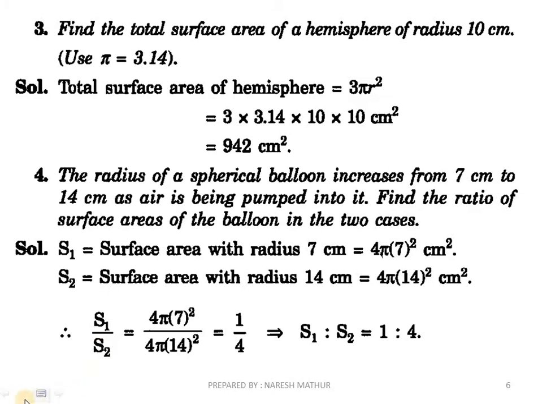So the areas will be 4 pi r square. So we just need to put the values in the formula. So we can cut this 4 pi. So we have 7 square by 14 square. We can write it in the form of 49 by 196, and the ratio will be 1:4. So we can see the ratio of the surface area of the balloons would be 1:4.